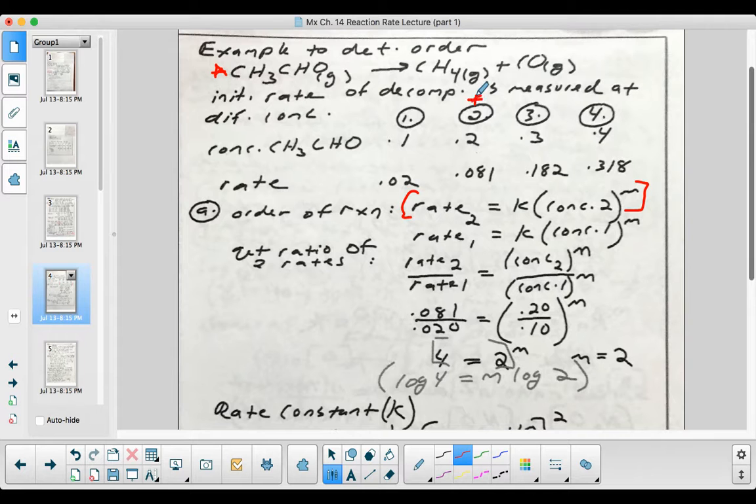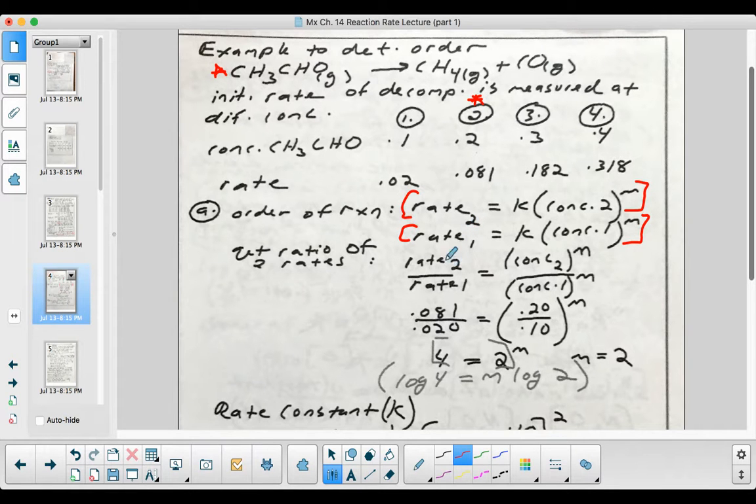experiment 2. Okay, so for experiment 2, I know that rate 2 is equal to K, that's my rate constant, times the concentration of 2 raised to the M power. And then I would write it for another one. I need to compare. In order to find a rate expression, I really have to have data to make comparisons. So for rate 1, I would plug in the values that I have for rate 1 and the concentration. So those are the two expressions that I would use.